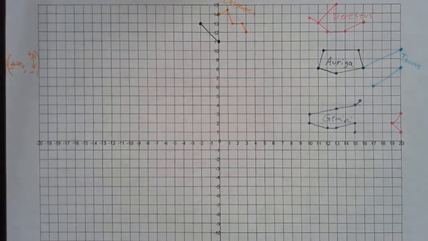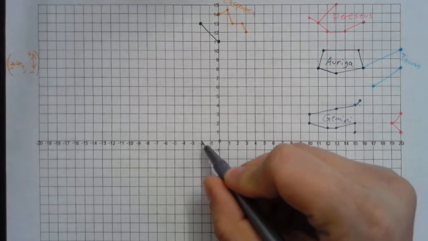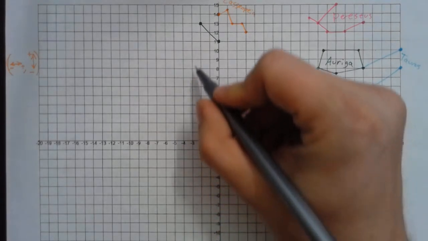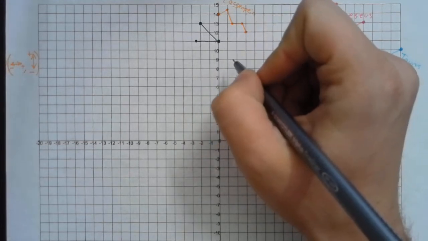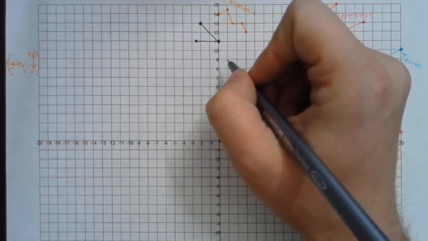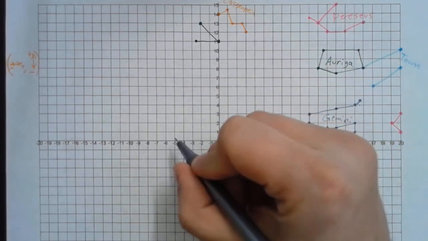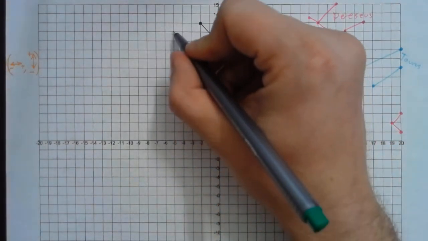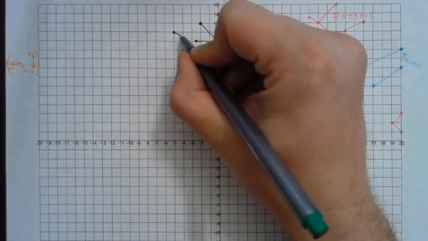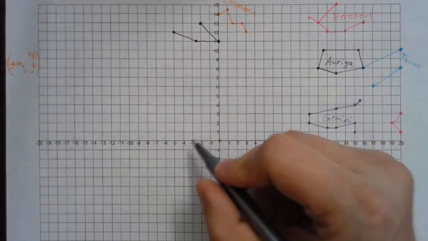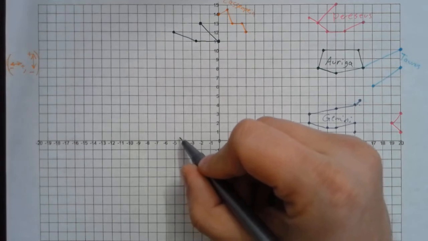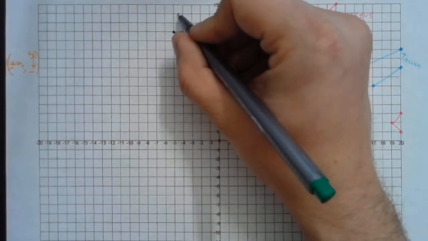All right. After that is -2.5, 11. So we're going to go -2.5 and then up 11. So right here. After this piece is going to be -5, 12. So 5 to the left and then 12 up. All right there. Next is -4.5, 14. So we go 4.5, then we're going to go up by 14, right up here.